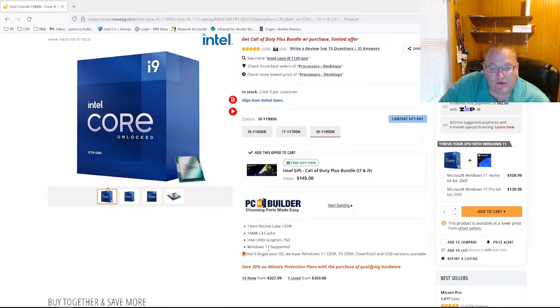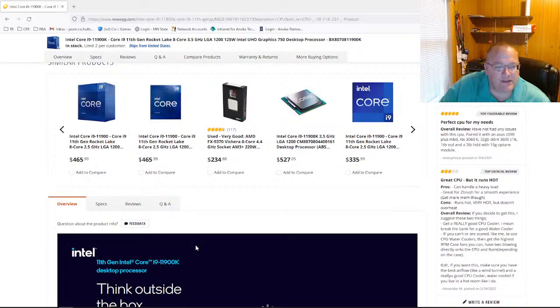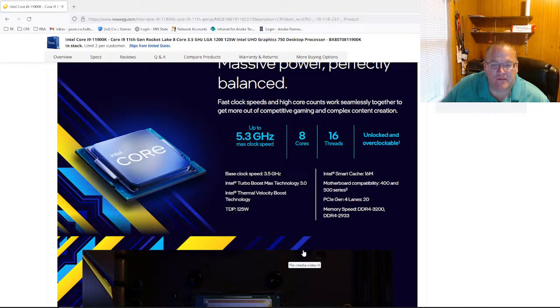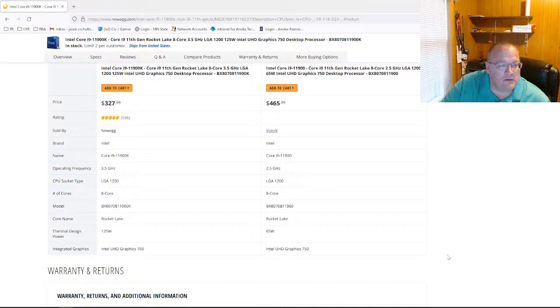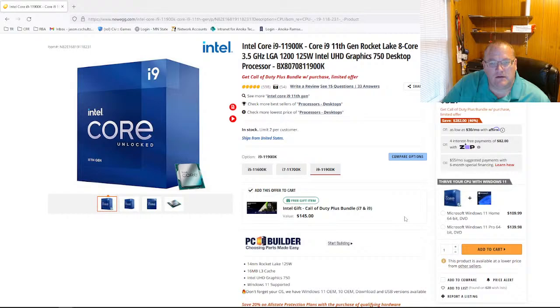Does it have anything more? Is there any more information on this? Doesn't look like it. 16 threads, we'll talk about what that means. 8 cores, we'll talk about what that means. Unlocked and overclocked, we'll even touch upon overclocking, what that means. We'll be able to go through a lot of these things here. Memory speed, that's an interesting thing to look at as well. That doesn't list an amount of cache here, but that's okay. I know I'm being kind of frantic here, but this tells us something about it.